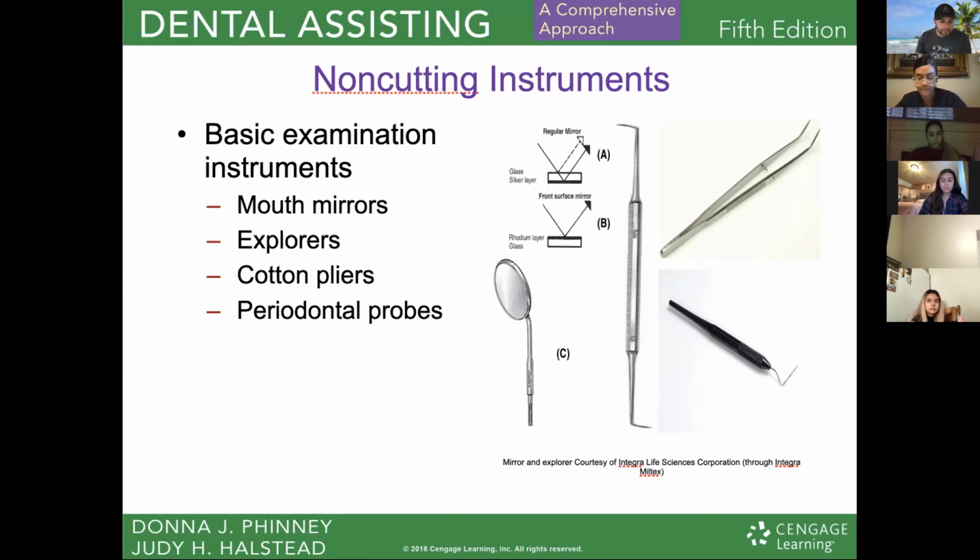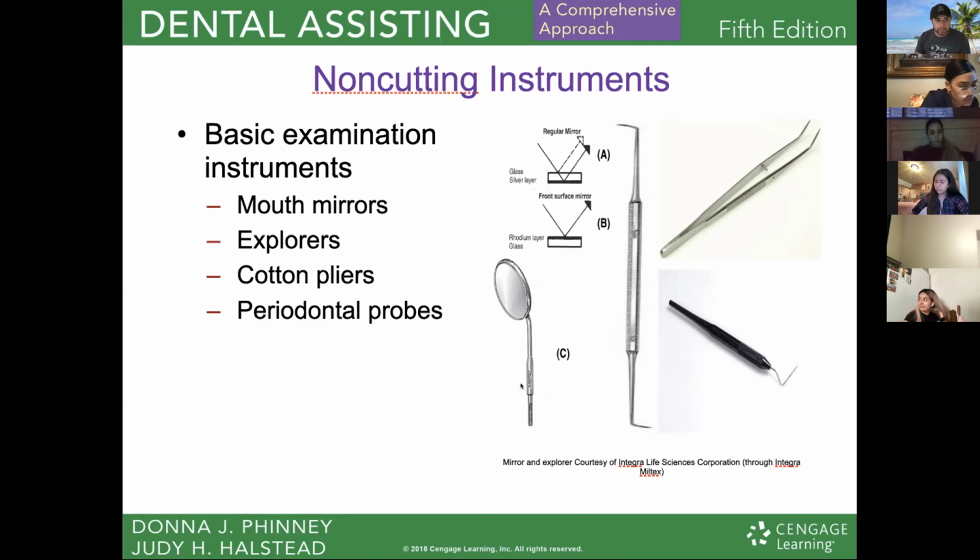Explorers come in different varieties of angles and different ends in order to access various parts of the mouth. So it's used to detect irregularities. So this is, yes, that's an example of an explorer. Some of these explorers have what we call a right angle. So this is a right angle explorer.